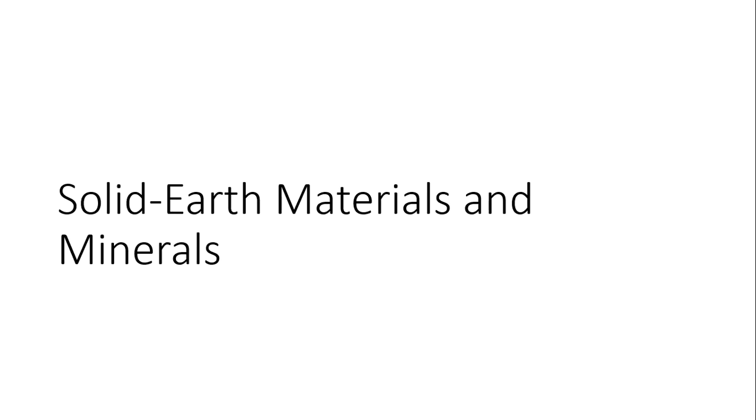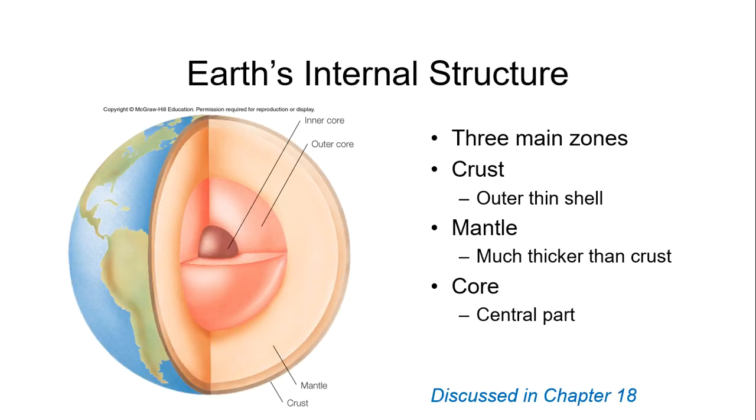In order to learn about the materials and minerals on the Earth, we need to first learn about the Earth's internal structure. The Earth has three primary zones. The outermost layer or zone of the Earth is the crust. This is a very thin shell of hardened material on which we live.